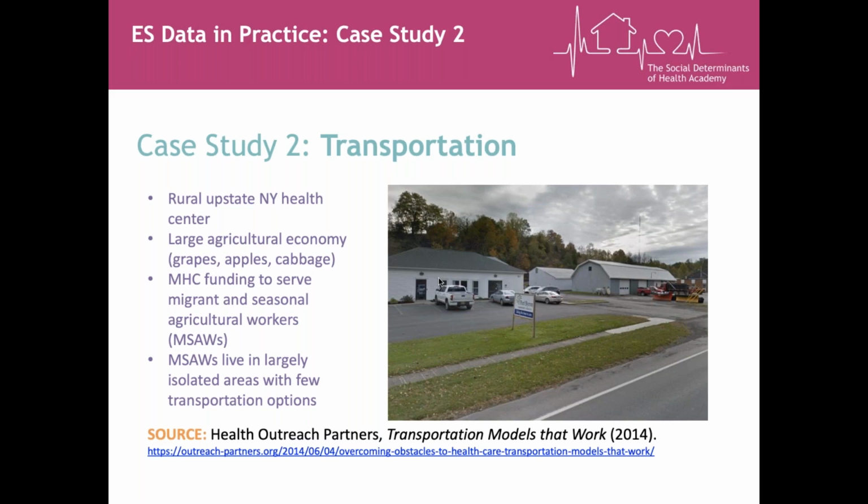In this particular example, we're in a really rural area, upstate New York, with a large agricultural economy, including grapes, apples, cabbage. And this health center has migrant health center funding, PHS 338G funding, to serve migratory and seasonal agricultural workers who live in camps that serve this agricultural economy and these farms upstate in really largely isolated areas with very few transportation options.